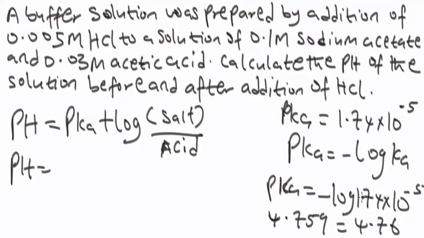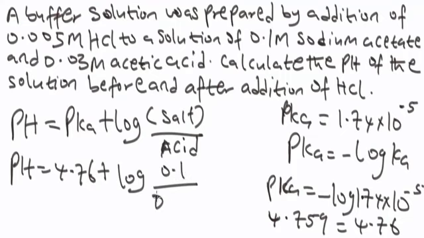Now let's input the pKa value here. So pH is going to equal 4.76, okay, plus log the salt, which is the conjugate base. We have the concentration to be 0.1 over that of the acetic acid, which is also known as ethanoic acid, we have it to be 0.03. So let me simplify this.